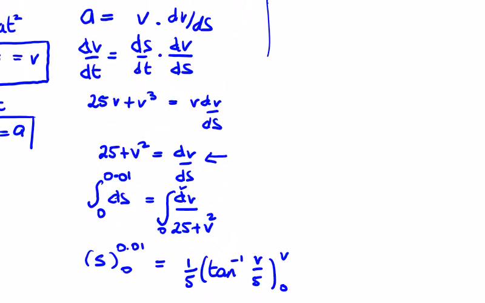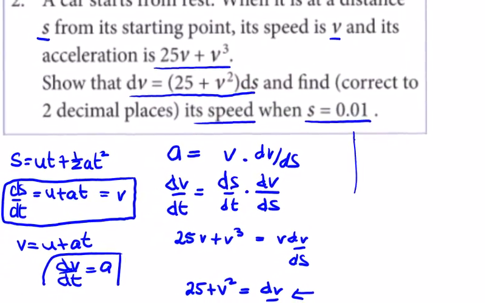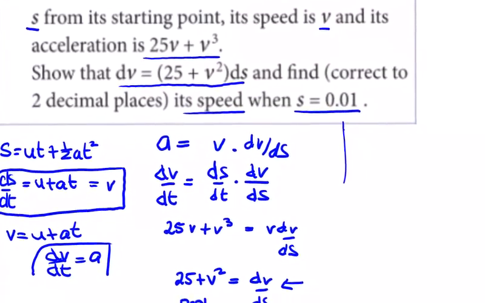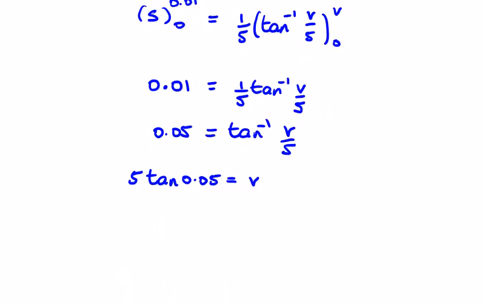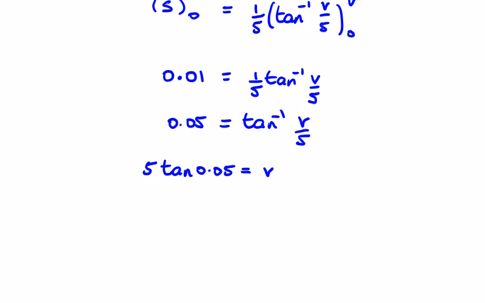And what do we ask for? Show that dv, and then find, correct to 2 decimal places, the speed. So putting this into a calculator to 2 decimal places gives me the velocity. Be careful here, you've got to put your calculator in radians for this one. v is equal to 0.25 meters per second.